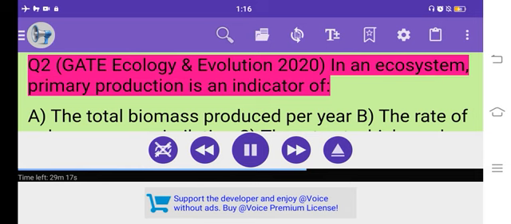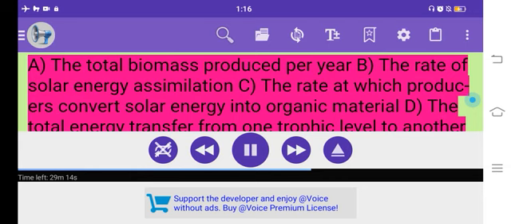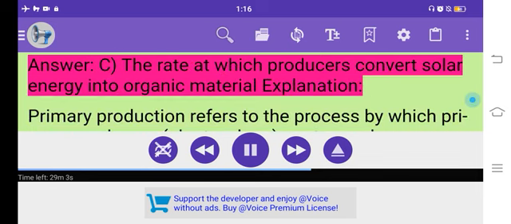Q2, GATE Ecology and Evolution 2020. In an ecosystem, primary production is an indicator of A. The total biomass produced per year. B. The rate of solar energy assimilation. C. The rate at which producers convert solar energy into organic material. D. The total energy transfer from one trophic level to another. Answer: C. The rate at which producers convert solar energy into organic material.